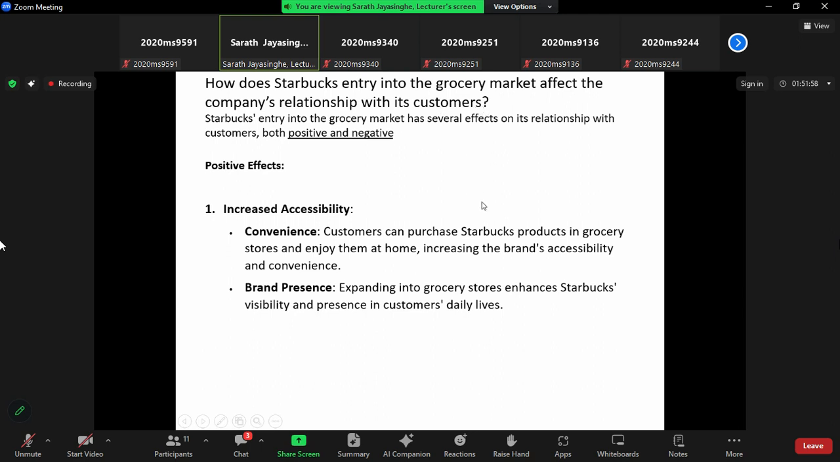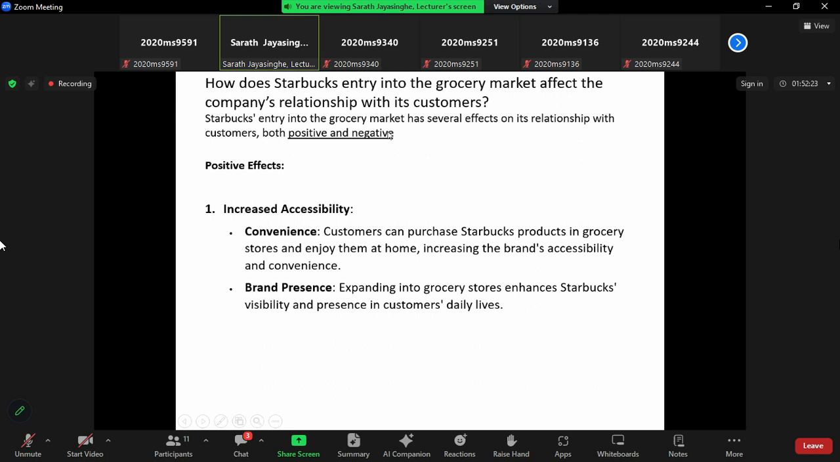Now you know that they are coffee shops. They are providing some exclusive products, drinks, to the customers. They have some coffee culture. They added other teas and short teas along with that coffee cafe. Then when they expand that into the grocery market, what happens?